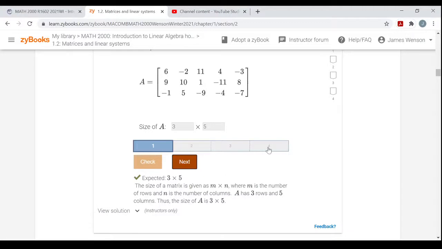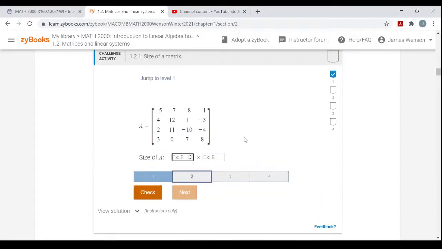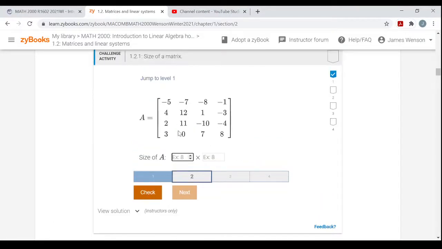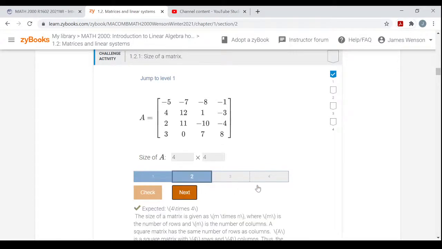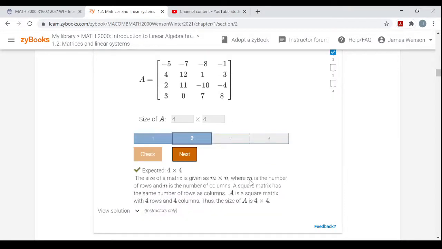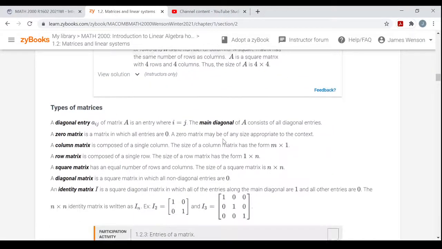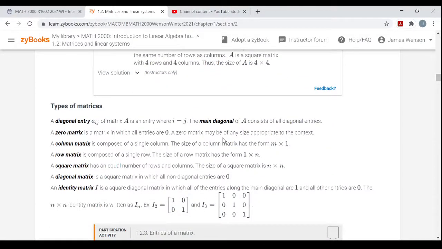There are 4 problems in this challenge activity. This would be a 4 by 4: 4 rows, 4 columns. I'm not going to do them all, I'll just do these two. You're not going to see the exact same problems that I am, but the type of problems you will see is the same as the type I'm seeing here. I'll move next if I want. All right, now some definitions.